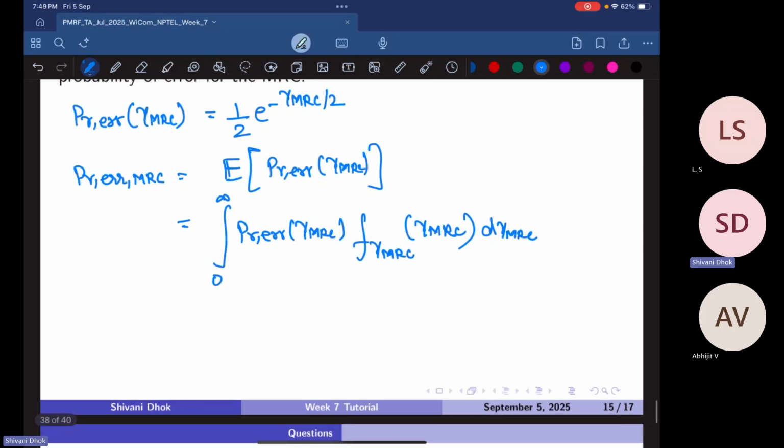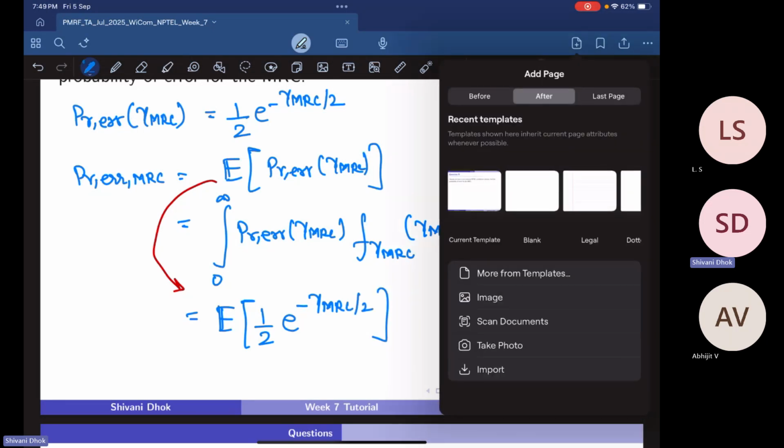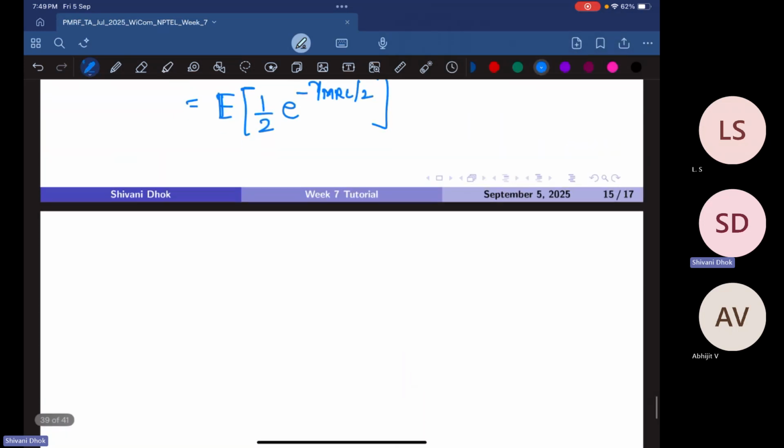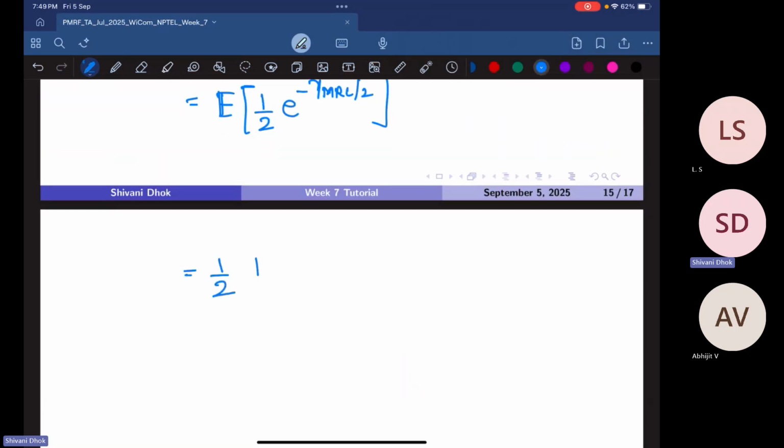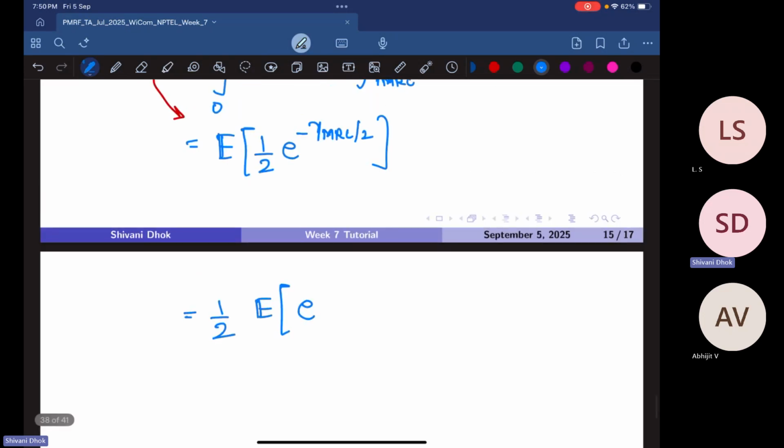So, in other words, this is what we will be doing. But what I'll do, I'll directly use this particular equation. So this I can write as expected value of half of e power minus gamma MRC by 2. So this half I can take outside, half into expectation of e power. I'll write it in a little bit different fashion. I'll write it as gamma MRC into half, minus half.